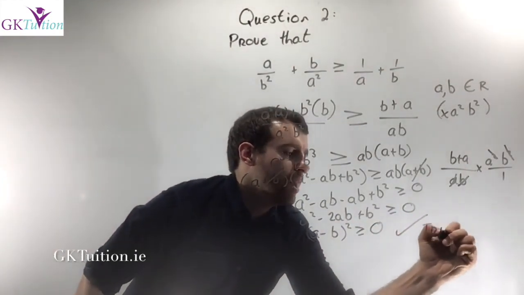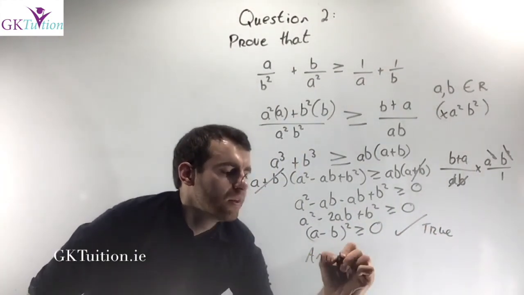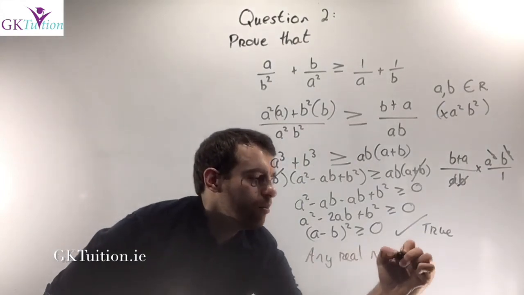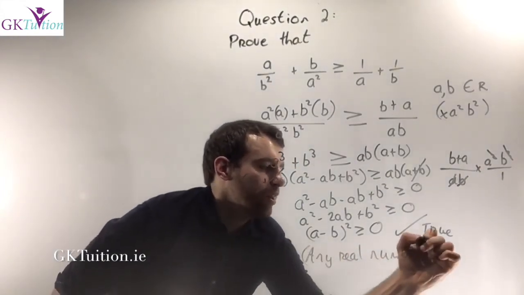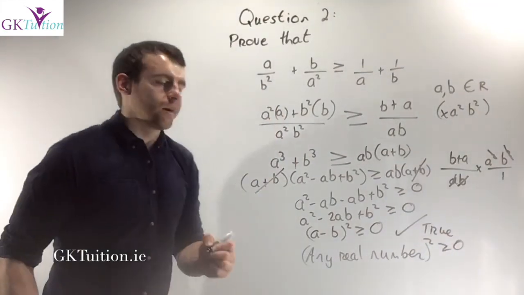I know it's true. The entire left hand side is squared, so I can conclude that any real number squared is greater than or equal to 0. And that will give me full marks.